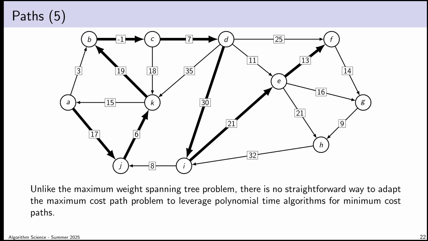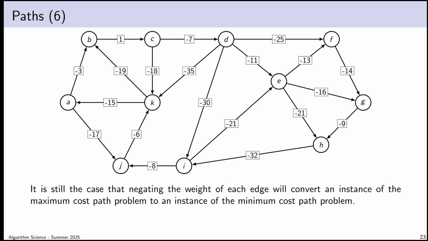Unlike the maximum weight spanning tree problem, where we could just flip it around and turn it into an instance of the minimum weight spanning tree problem, there actually is no straightforward way to adapt the maximum cost path problem such that I can actually use polynomial time algorithms for minimum cost paths. It actually is still true, if I negate every edge weight, that the minimum cost path from A to F will in fact be equivalent to the maximum cost path in the original graph. The problem is the algorithms that I'm used to using for minimum cost paths won't work in this case.